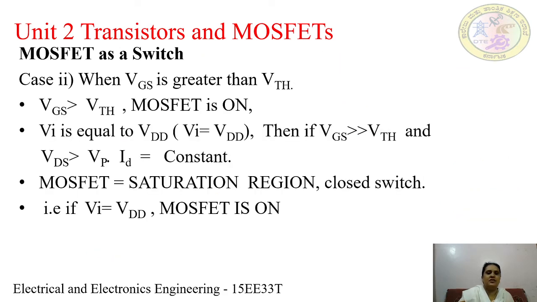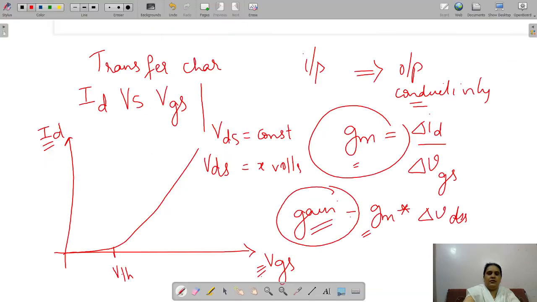So when the value of VGS is greater than VTH, the MOSFET is on. We have to directly push the MOSFET into the saturation region. Therefore, we directly connect the input voltage to VDD. By doing this, we ensure that VGS is much greater than VTH and the MOSFET is driven to the saturation region, where it behaves like a closed switch. So that is what we have discussed about the MOSFET as a switch. Let us have a quick recap.